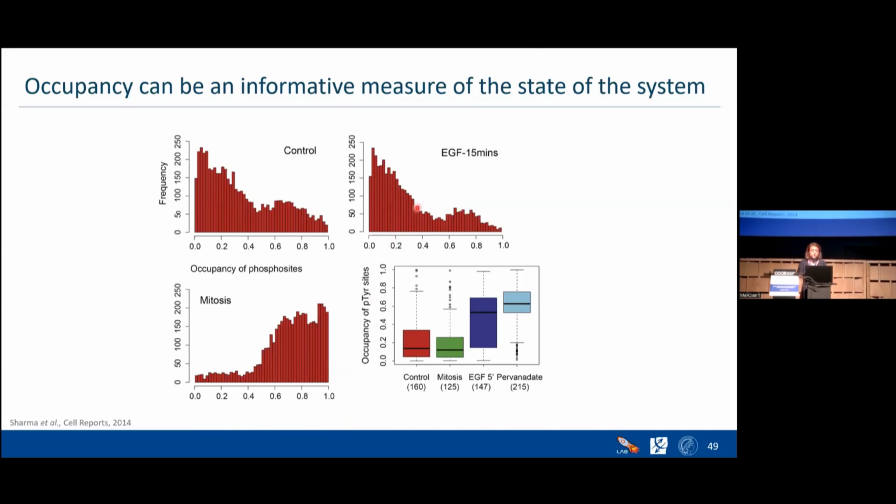This can be an informative measurement of what's happening in the system. What we know is that in the control, we don't expect so much phosphorylation. Of course, we cannot really stop this completely, but compared to the extrusion mitosis, where we know that a lot of phosphorylation happens, we can get an idea of what this occupancy is giving us. So a lot of sites have been phosphorylated here. But for EGF, it's very similar to the control group.